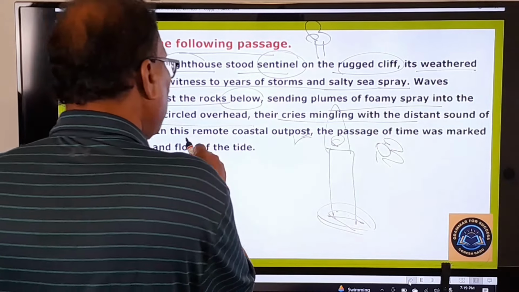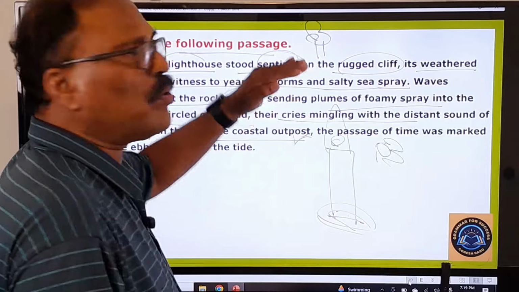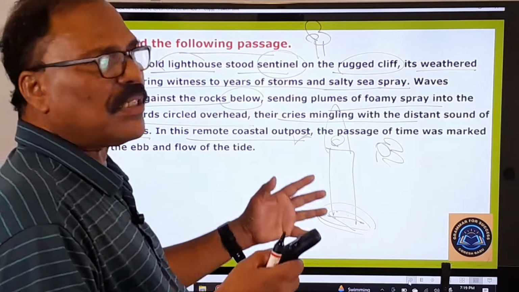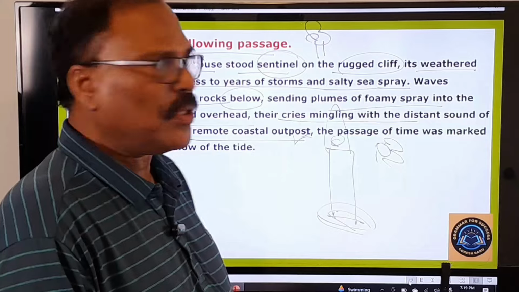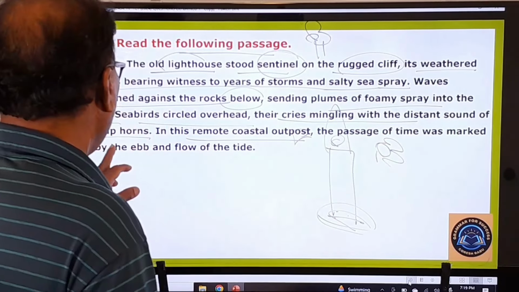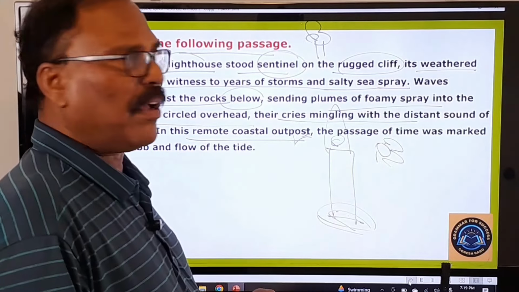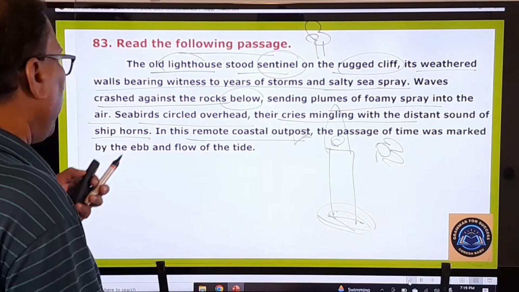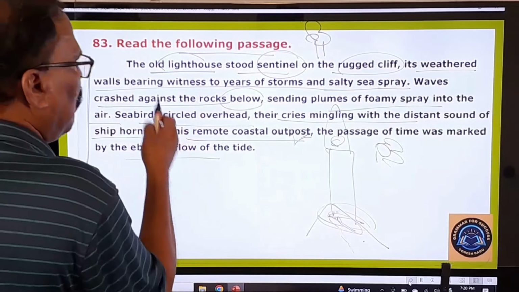It's in this remote coastal outpost, in this distant coastal outpost, these lighthouses are always located on the beach, on the seaside. So it is a distant coastal outpost. The passage of time was marked by the ebb and flow of time. That means, here the passage of time can be seen with the ebb and flow of the tide. So here, this is the meaning of this small passage.